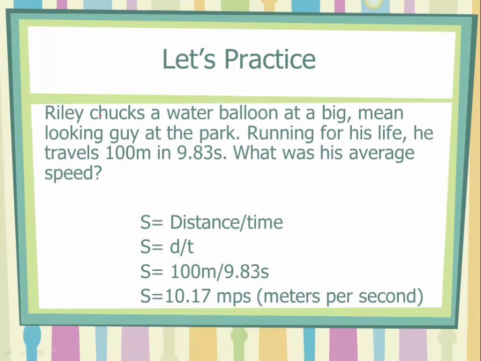Alright, so Riley chucks a water balloon at a big, mean-looking guy at the park. Running for his life, he travels 100 meters in 9.83 seconds. What is his average speed? We want to find S. We have to take the distance divided by time. The distance we are told is 100 meters. The time is 9.83 seconds. So we do the division here, and we know that his speed was 10.17 meters per second.